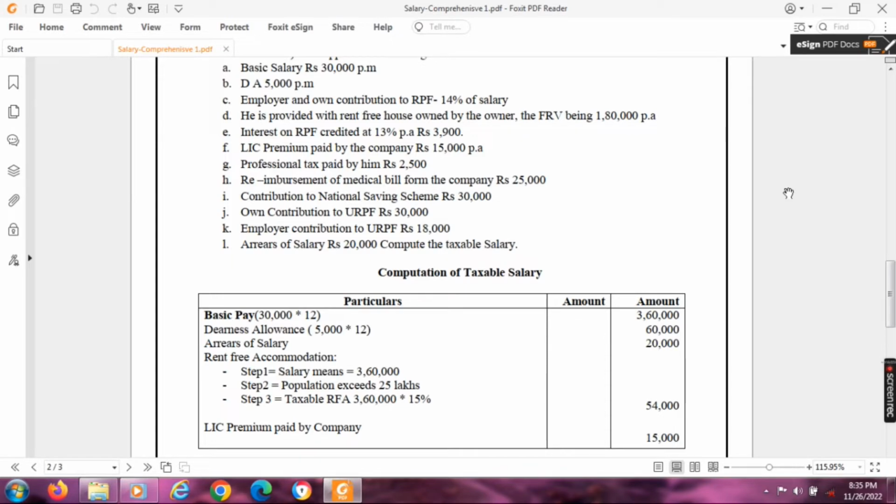Salary means here basic pay, DA, and arrears of salary. Actually, DA will be excluded for the meaning of salary for rent-free accommodation, and arrears of salary and any advances also be ignored. So we have to consider only the basic pay, 3,60,000. The city is Nagpur, and the size of the population is about 25 lakhs. So 15% of 3,60,000 will be taxable in the hands of employee. Next one, LIC premium paid by company. It was taxable in the hands of employee and also qualified for deduction under section 80C.